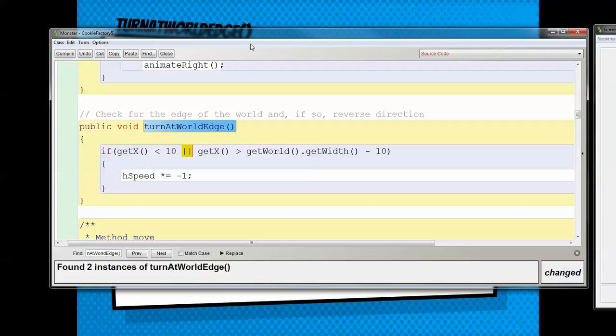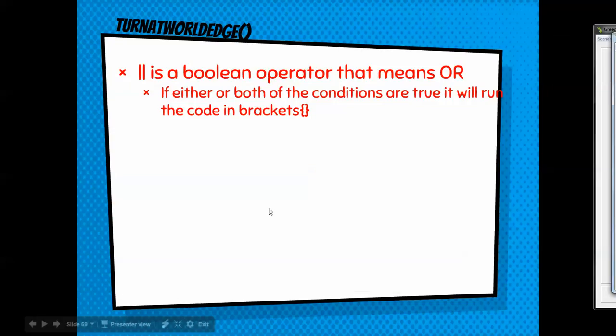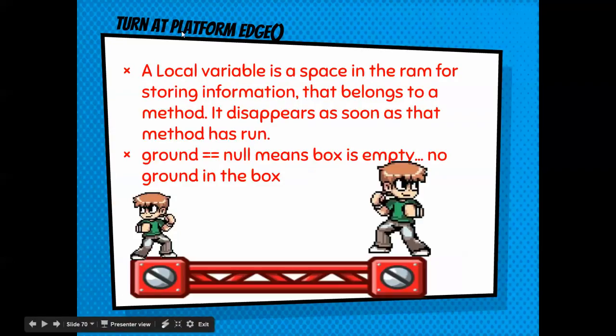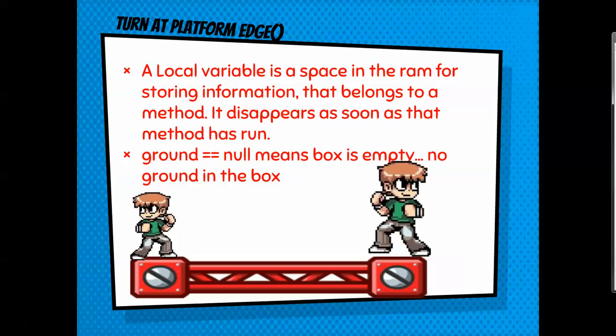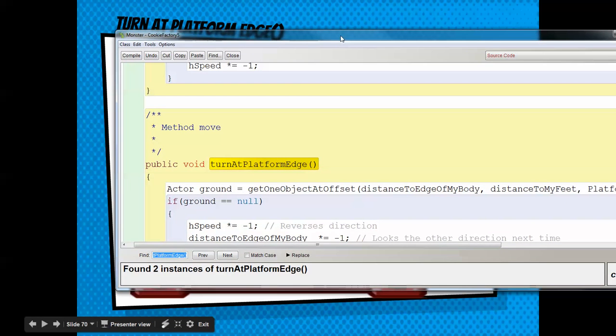Okay, so now we're going to look at turn at platform edge and see what that looks like. All right, so if we go back up to the act method, we have this other one. It's called turn at platform edge. So it's always going to check if that's happening. Let's just press Control F and find that. Okay, now this one's a little bit tricky. So here is turn at platform edge. Take these notes, everything in red, by the way.